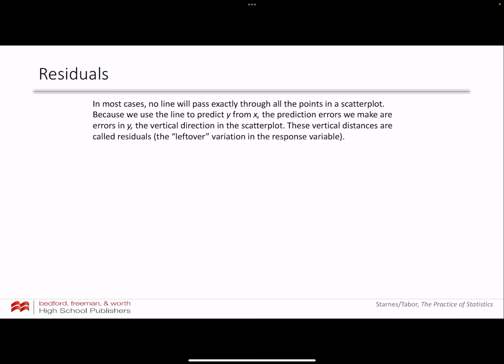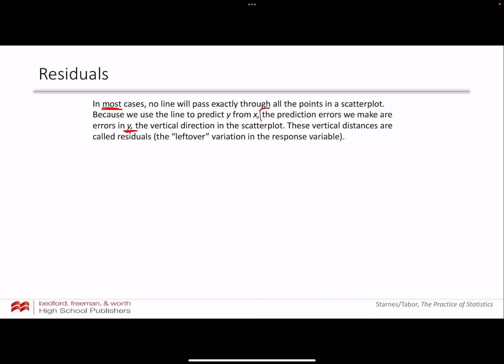All right, let's talk about what are called residuals. In almost all cases, no line will pass through exactly all the points in a scatter plot. In other words, no real data is perfectly linear, right? Because we use the line to predict y from x, the prediction errors we make are errors in y, or in other words, the vertical direction in the scatter plot.